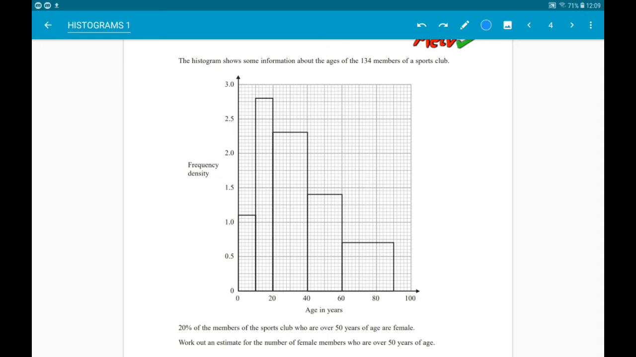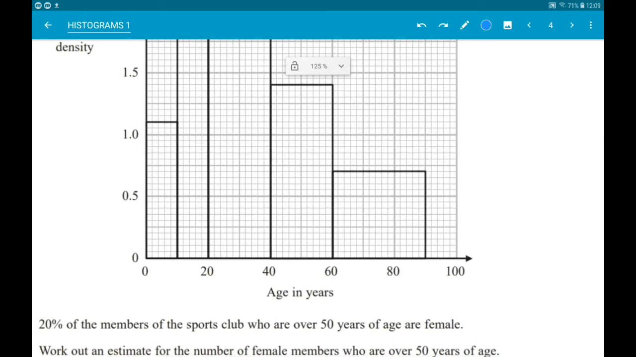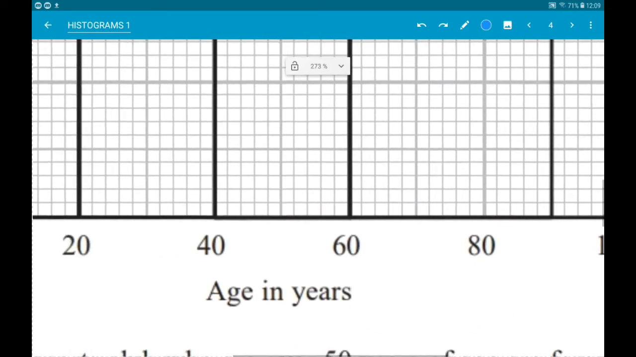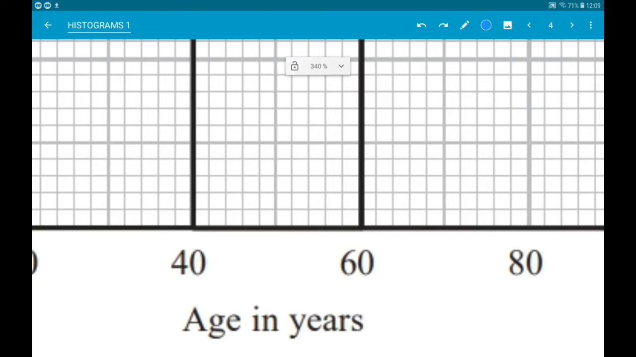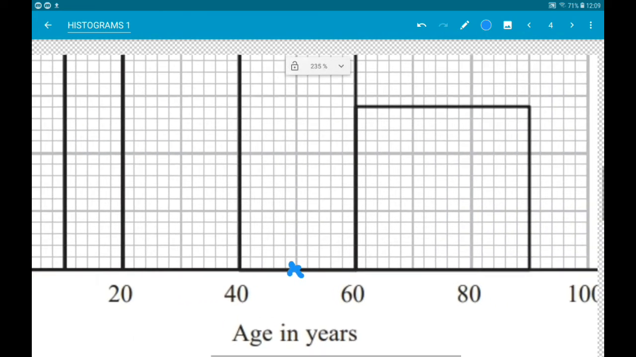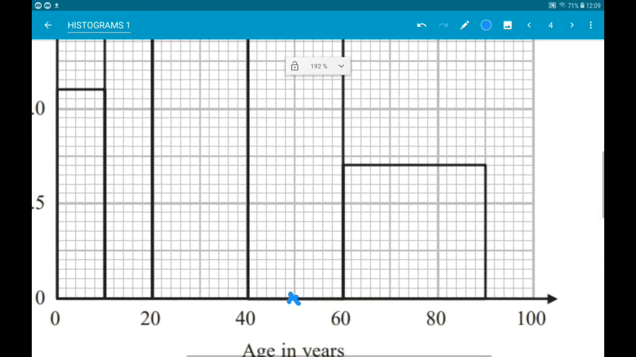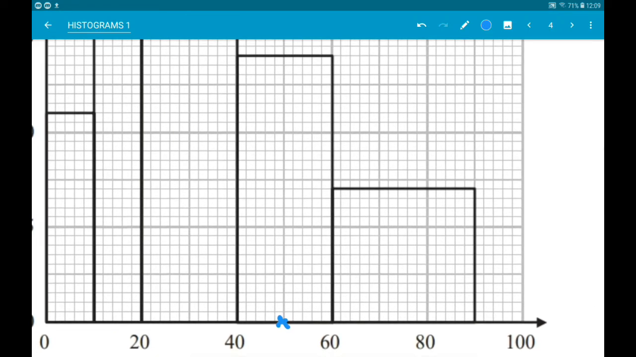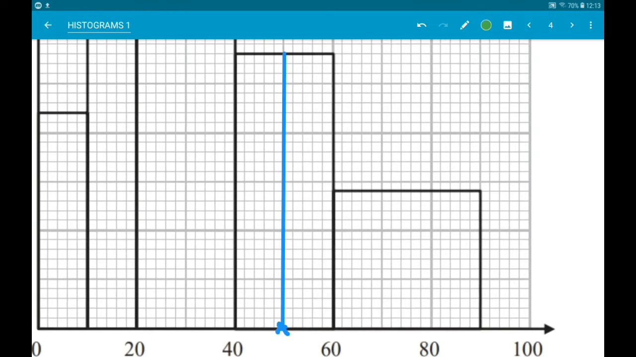So find 50 down on the x-axis. So it usually lives between 40 and 60. So what we need to do is find the area in the bars to the right of that point. So we want all of the area to the right of that blue line.